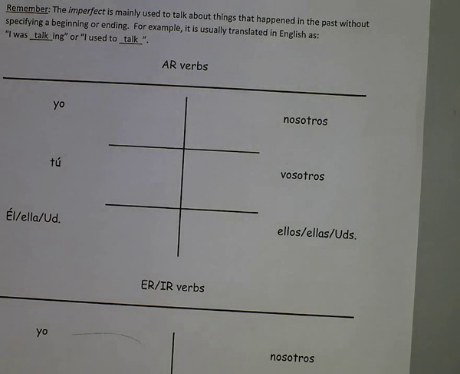So right now with the person you're next to, you're going to have a little discussion. Take a look at each little box and see, okay, what's the verb in here? What's the ending? Is there a pattern? What type of verb is it? Is it an AR verb? Is it an IR verb? Is it an ER verb?